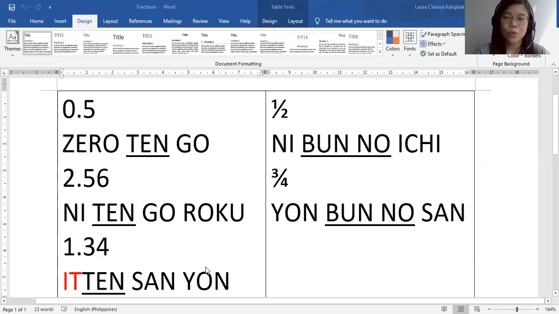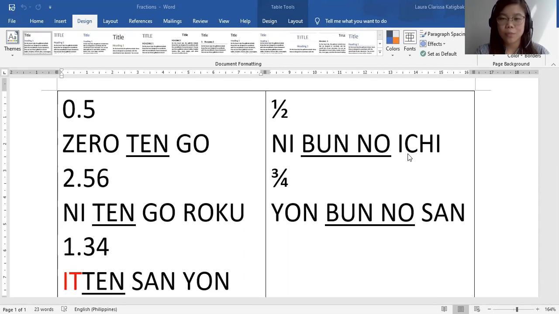Okay? So next, for the fractions, what we need to take note of is the slash. So for the fractions, we read the slash as bunno. So how we read this is first, we start with the number under the slash. So in this example, we have 1/2. The number under the slash is 2. And then the slash bunno. And then the number above the slash 1, ichi. So 1/2 becomes ni bunno ichi.